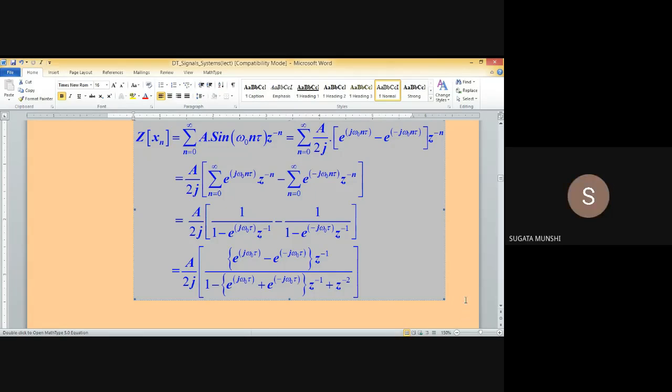Sir, in the case when mod z is less than 1, then we will not get a finite value of the z transform. That is true. So that's why I'm saying that the ROC is magnitude of z greater than 1. So with every z transform, you have to write down the region of convergence.